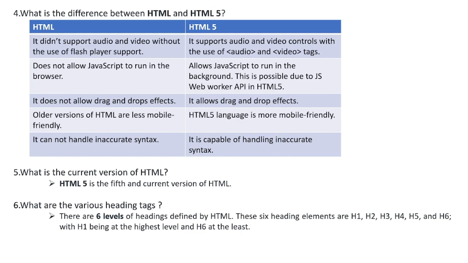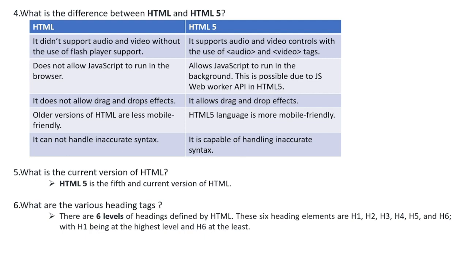Third point. HTML does not allow drag and drop effects, whereas HTML5 allows drag and drop effects. Fourth point. Older versions of HTML are less mobile-friendly. HTML5 is more mobile-friendly. Last point. HTML cannot handle inaccurate syntax. HTML5 is capable of handling inaccurate syntax. Question 5. What is the current version of HTML? HTML5 is the fifth and current version of HTML.